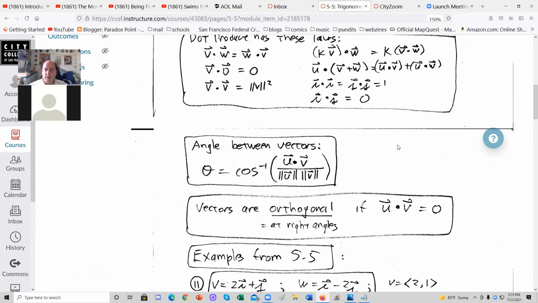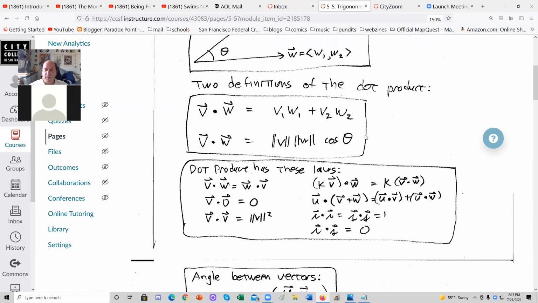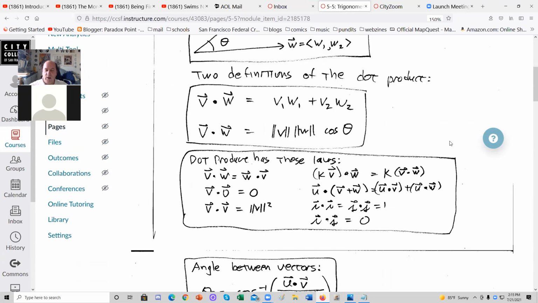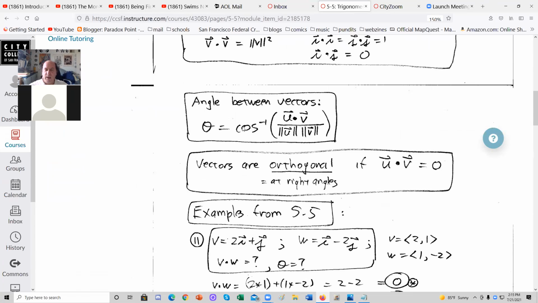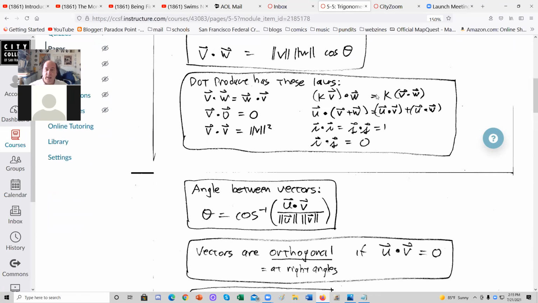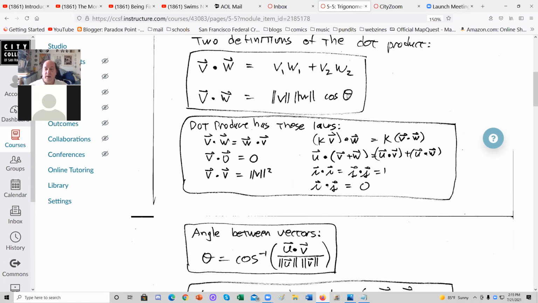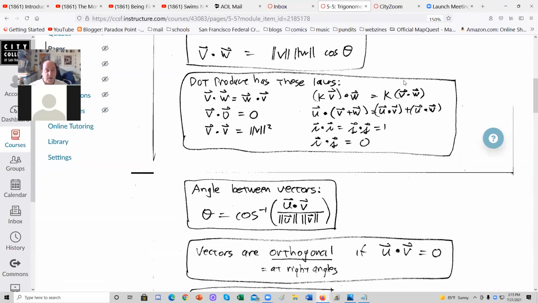Now from here, we can derive the angle between vectors. You divide by length of w, divide by length of v, and take arc cosine. And the theta, the angle, is arc cosine of the dot product u dot v over the length of u times length of v. Now we call vectors orthogonal if their dot product is 0. That means at right angles. So i and j are at right angles. And again, that makes sense because cosine of 90 degrees equals 0, so if the angle is 90 degrees, then the dot product is 0. And vice versa. If the dot product is 0, then they're at 90 degrees.